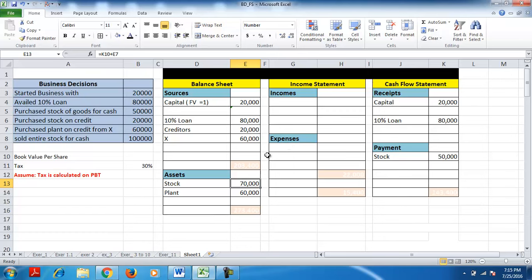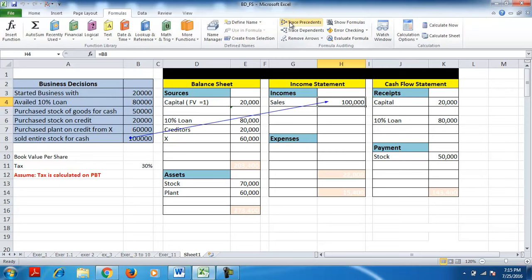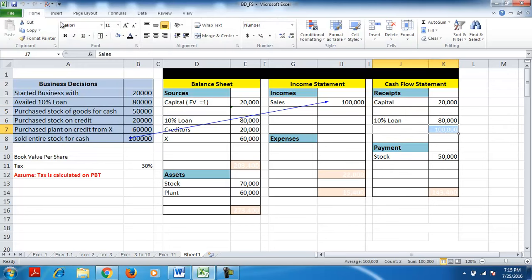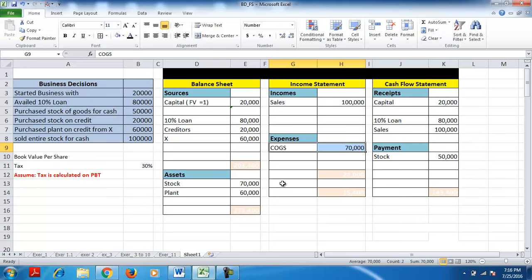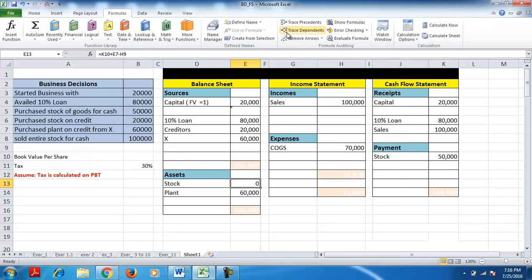Now, whatever stock was available with us, we sold the entire stock for cash, and this is income to the extent of 100,000. We received money, and this entire receipt is for cash. So therefore, it's an income and a cash flow for the period. And whenever there is a sale, there has to be a corresponding cost, and the corresponding cost is the cost of goods sold. As a result, the closing stock will become zero. You can see the changes in the stock: acquired stock for cash, acquired stock on credit, and entire stock sold. And the corresponding sales price is 100,000.